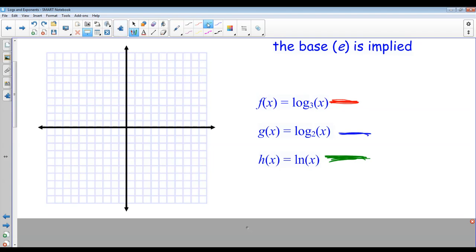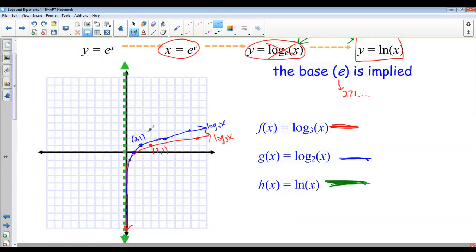Also remember the number e is 2.71 and then a lot of decimals. So keep that in mind as well. That'll help you. So go ahead and start graphing those first 2 now, and then we'll come back and do the third one together. So there's log base 2 of x and log base 3 of x.